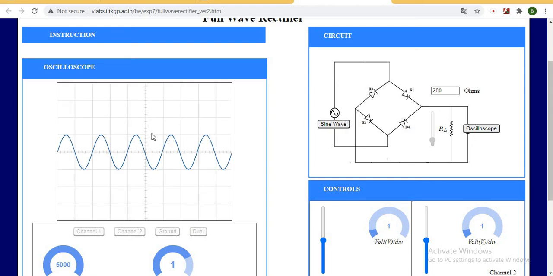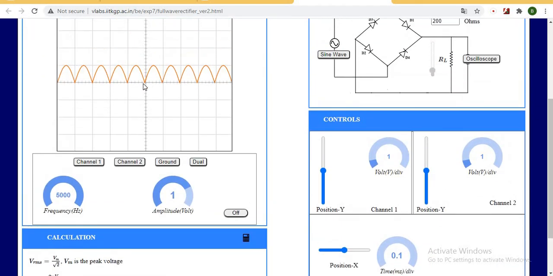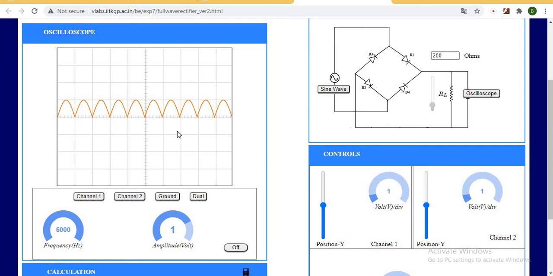So what will be the difference between the half wave rectifier and the full wave rectifier? In the half wave rectifier, only during the positive half cycle you will get the output. In the negative half cycle it is 0. But in this case it is going to be complete output from 0 to pi, pi to 2 pi, and it goes on. So we will take the reference from 0 to 2 pi or 0 to 360 degrees.